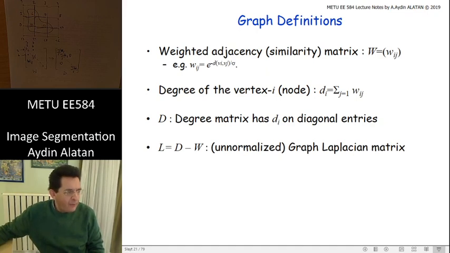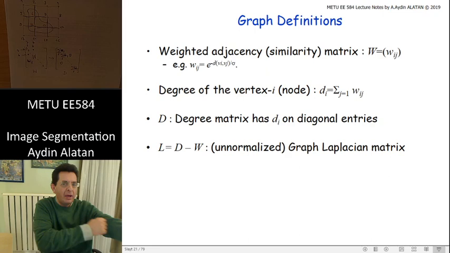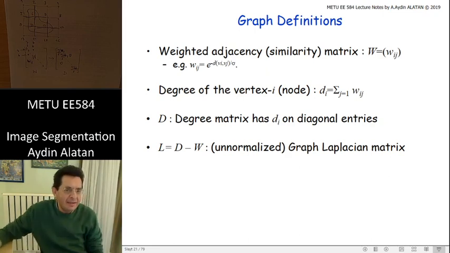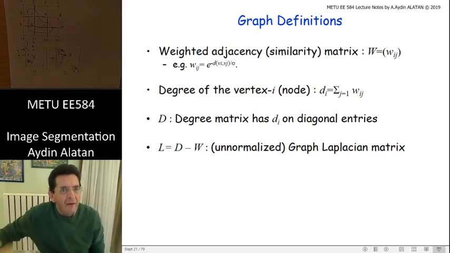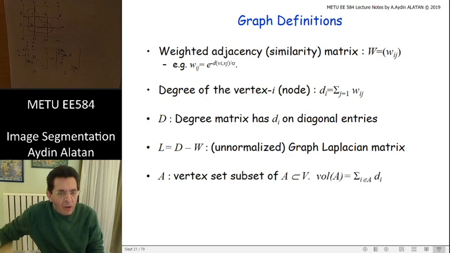Now, if we subtract W from D, okay, D minus W, let's call it the graph Laplacian matrix. Right now, let's not consider why we call it Laplacian. Later it will be more clear. But we basically subtract these two things from each other and we call this the unnormalized graph Laplacian matrix. There will be a normalized version as well.